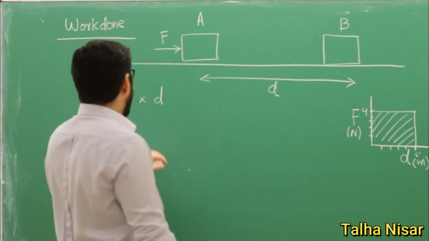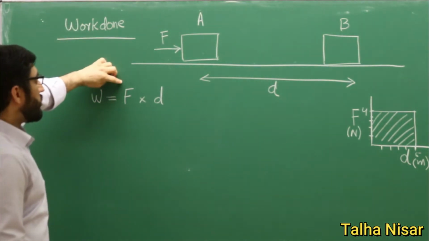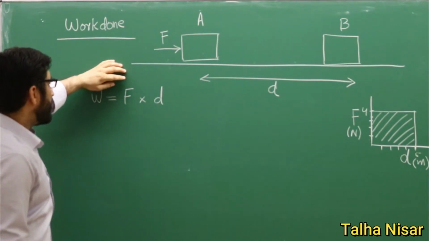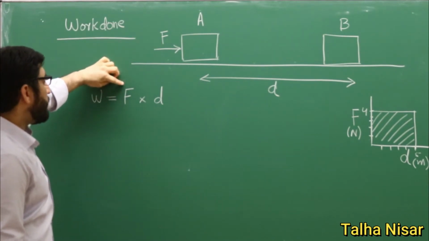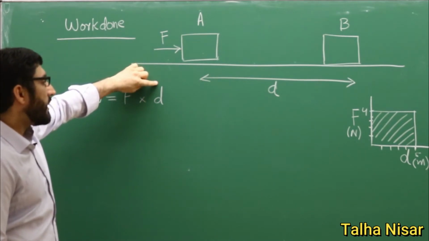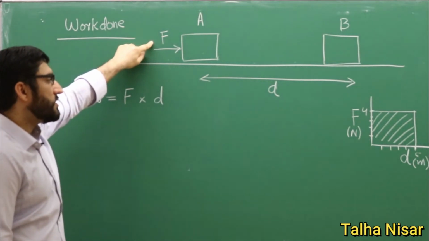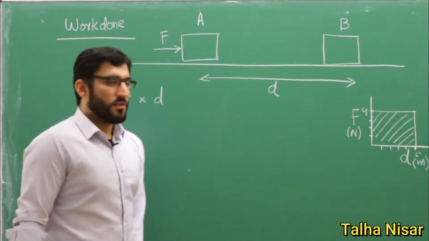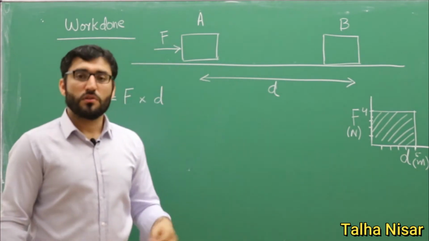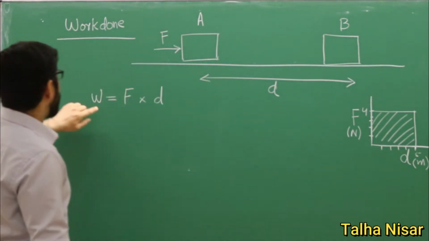Work done is a scalar quantity. This is the dot product of two vectors. The force is a vector, and the displacement is also a vector. Force is a directional quantity, and displacement is also a directional quantity. But whenever we take a dot product or scalar product of two vectors, the resultant is always a scalar.